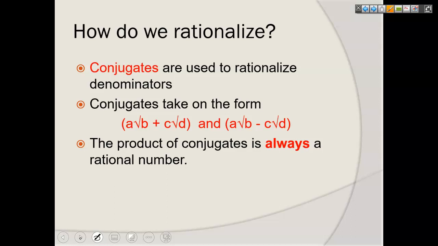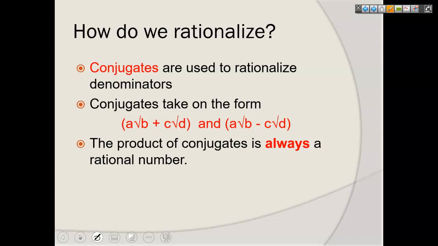So if you had x minus y, its complex conjugate is x plus y. That makes it so that the outside and inside of FOIL cancel. It also makes it that if you have square roots, they cancel. The product of a complex conjugate with radicals will be a rational number.